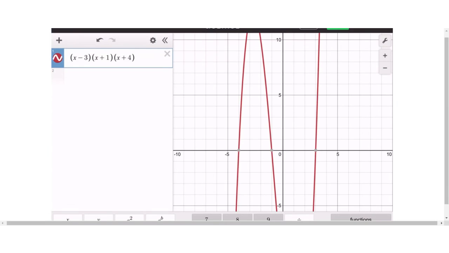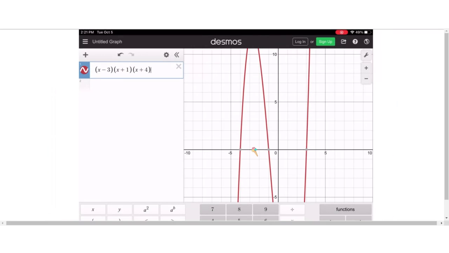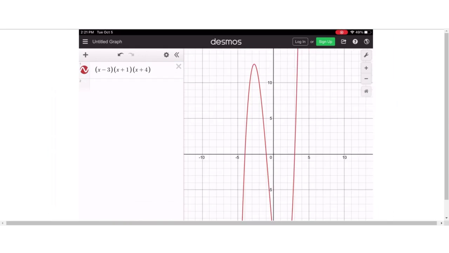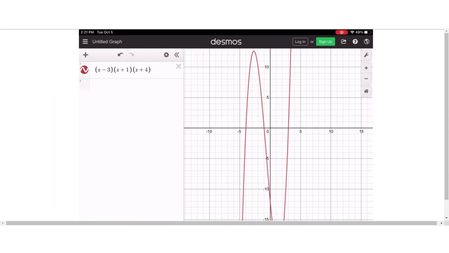So this Desmos app, let me zoom out on it a little bit here and then you can see it better. This Desmos app is free and you can just go onto the computer and get it, or you can download it, whatever. But from here, you have so much information. Once we graph it, we can get all the information we need.